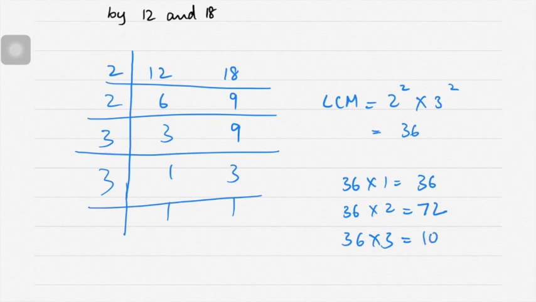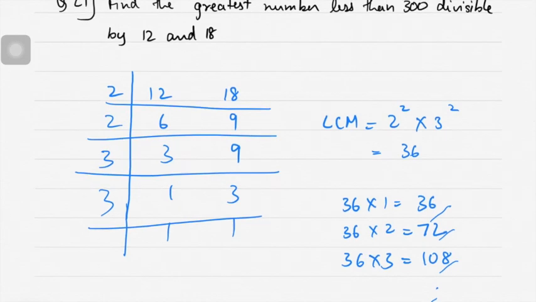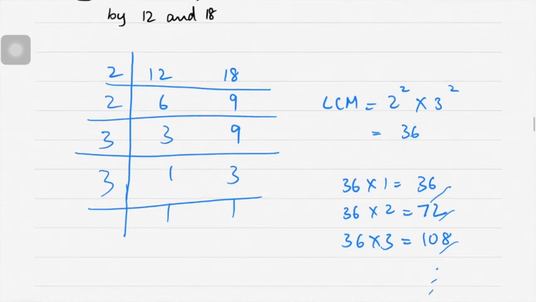36 into 3 is 108 and so on. So 36, 72, 108 and so on. These are the other numbers which are multiples of 12 and 18 both. 36 is the least common multiple. This is the smallest number which is a multiple of 12 as well as 18. So the greater numbers which are multiples of 12 and 18 will be 72, 108 and so on.